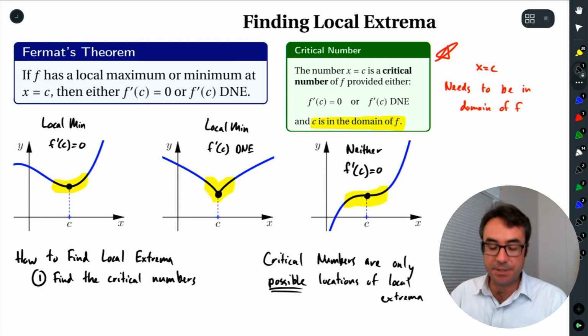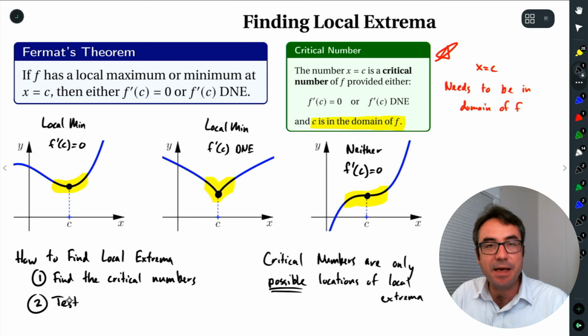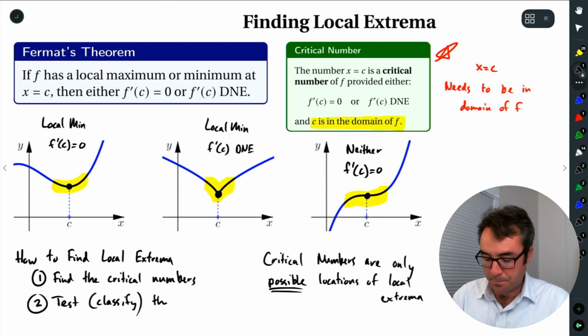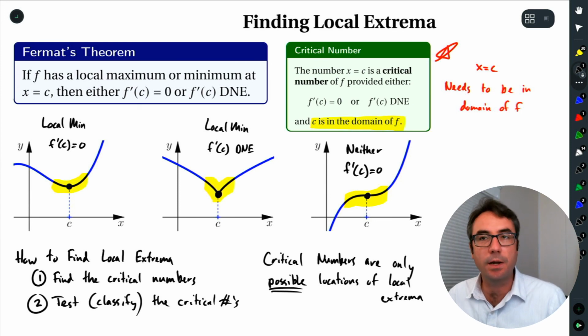And we have to do an additional step. So the additional step, this is where we're going to see how to classify the critical numbers. So a lot of times we call this testing them or classifying them. And we have a few options on how to do this. We're going to see the first derivative test and the second derivative test. We can use either one. Sometimes we might want to use one or the other, but we have some options.